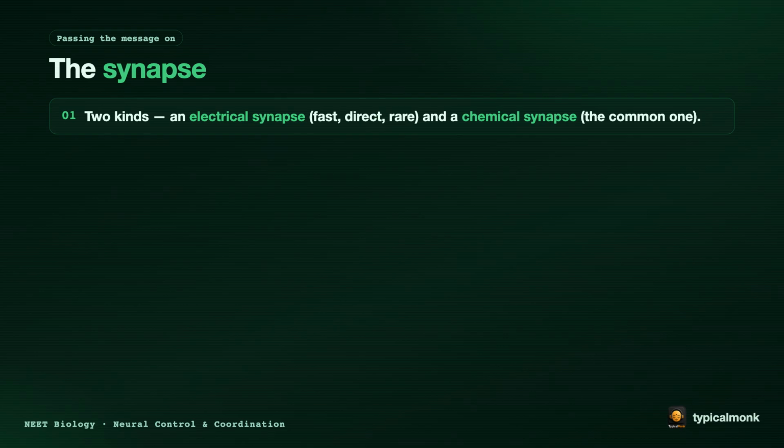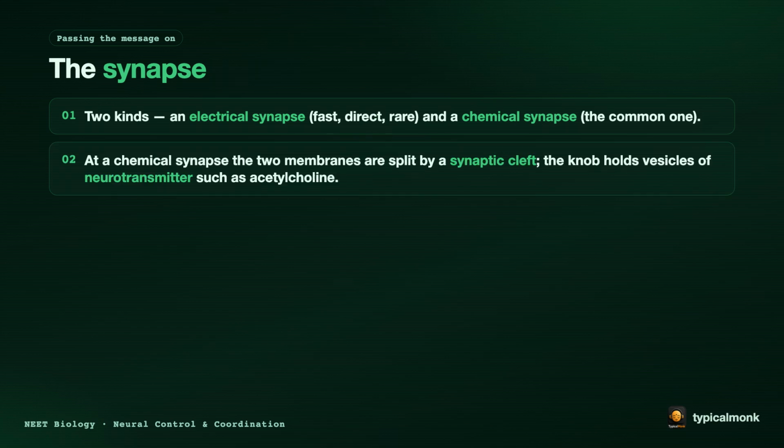The impulse reaches the end of the axon. Now it must cross to the next neuron at the synapse. There are 2 kinds: an electrical synapse, which is fast, direct, and rare, and a chemical synapse, which is the common one. At a chemical synapse, the 2 membranes are separated by a synaptic cleft.